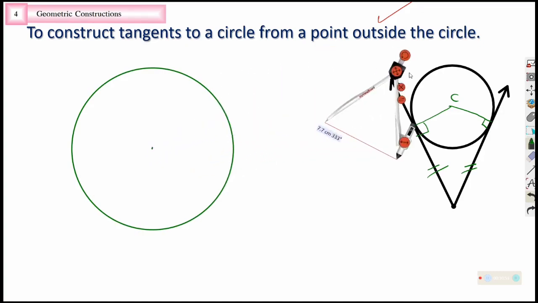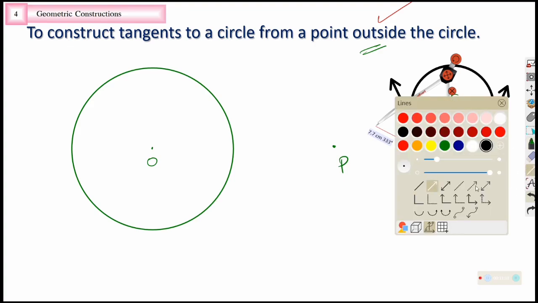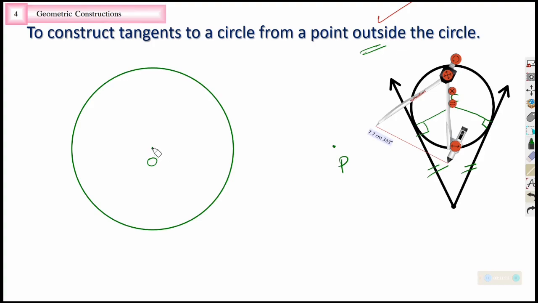Now we are asked to draw a point outside from there. So I put a point here. That work is also done. Let the center of the circle be O and this be P. Then I am going to connect these two points. Draw a line connecting these two. After drawing this line, what we have to do is draw a perpendicular bisector of this particular line segment.